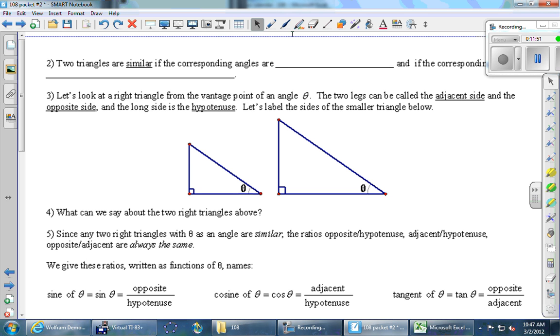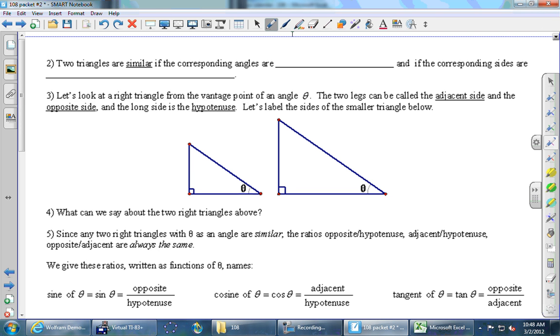Two triangles are similar if the corresponding angles are blank and if the corresponding sides are blank. Do you guys remember from maybe geometry what it means to have two triangles that are similar? I will tell you that the picture of the two triangles down here are similar triangles. What do you think is true about the angles? Yeah, angles are exactly the same.